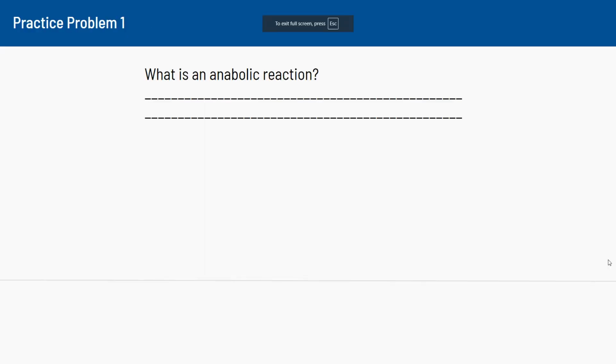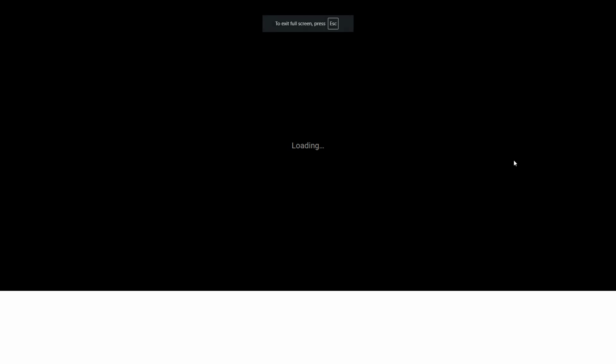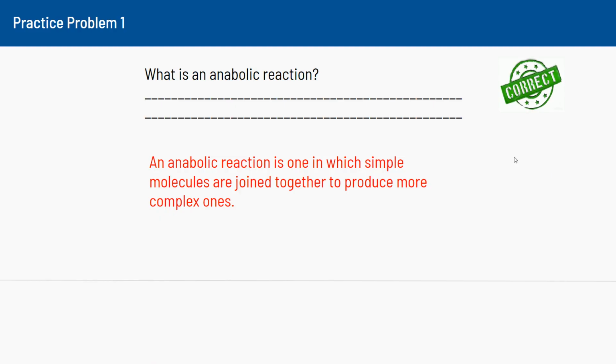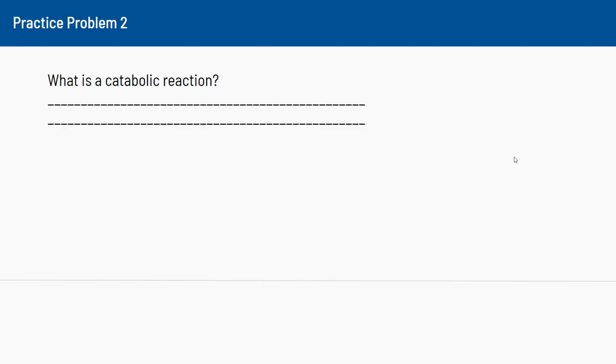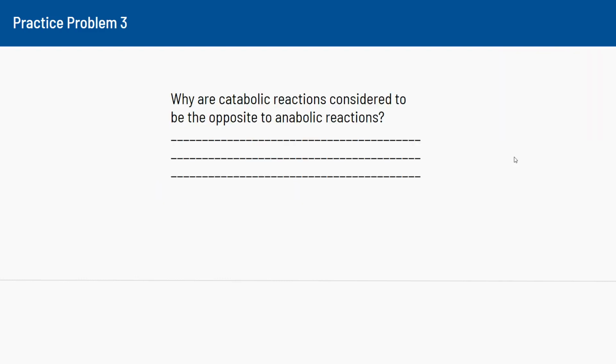So starting off with our practice problem, what is an anabolic reaction? An anabolic reaction is when simple molecules are joined together to produce a more complex one. A catabolic reaction is a reaction in which complex molecules are broken down into simpler ones.